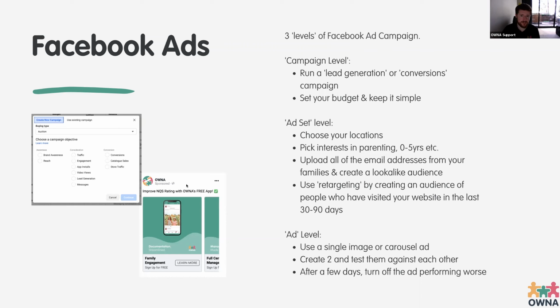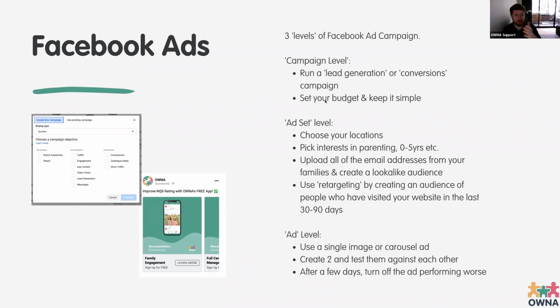So when you start a campaign, as they call it, it'll come up with this thing here. So create a new campaign. You can choose lead generation or you can choose conversion. Both of those just mean I want people to click the button on my website, and that's it. Set your budget, keep it simple, and then it'll come up with what they call the ad set. It's basically just the audience.